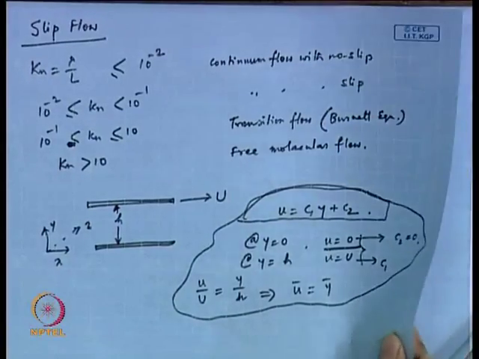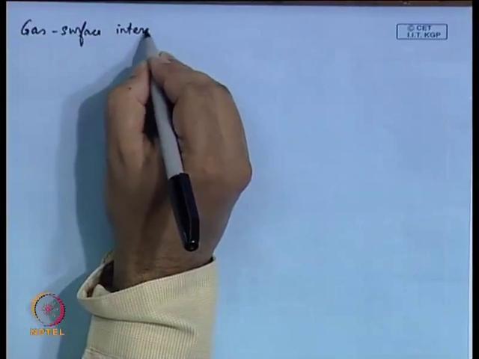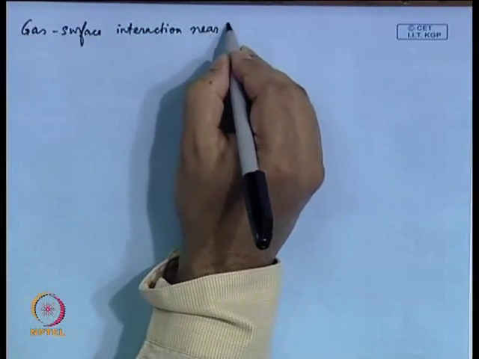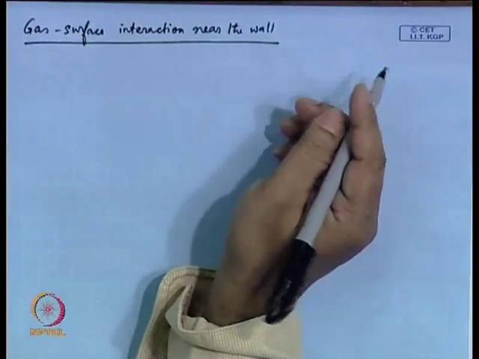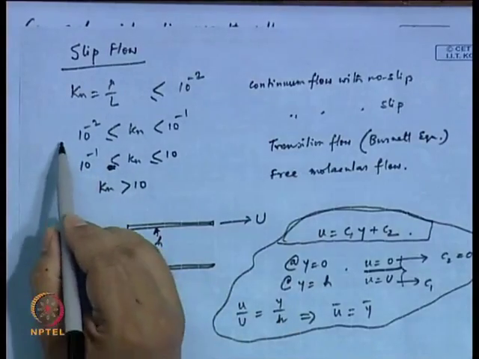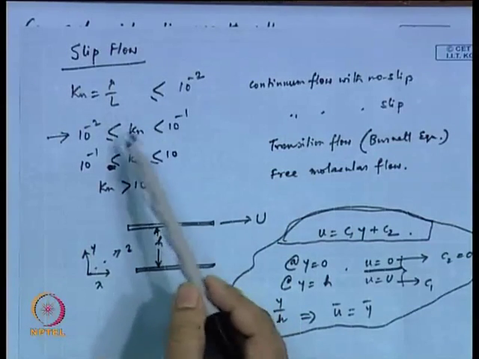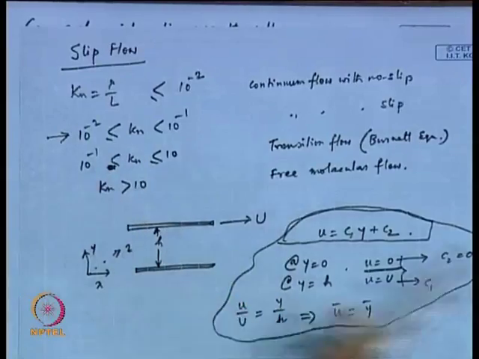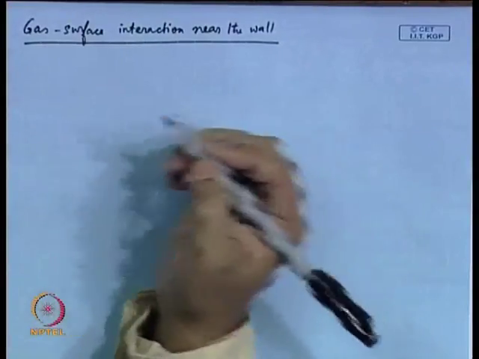What we need to understand here is the gas surface interaction near the wall. We mentioned the fluid to be a gas here, because a gas will have a mean free path which is a little higher, and so it is likely that you will be working in this regime. For a liquid the mean free path would be less. The slip boundary condition will be more important for gas surface interaction, or flow of gas through a microchannel.